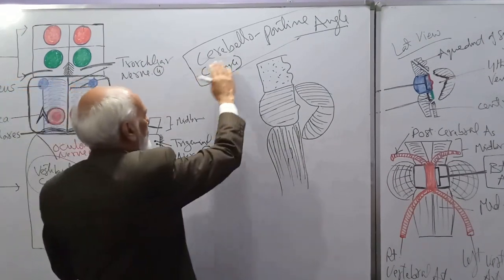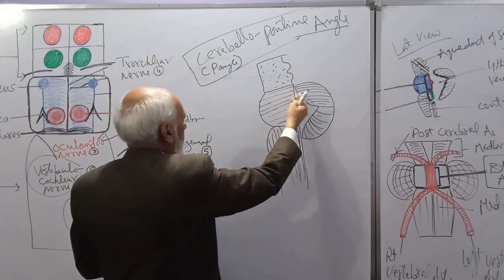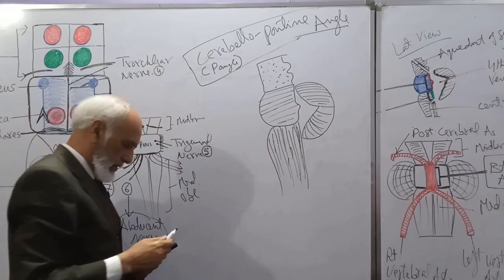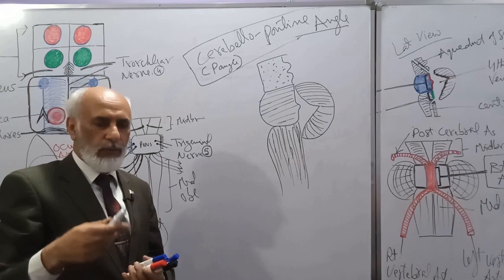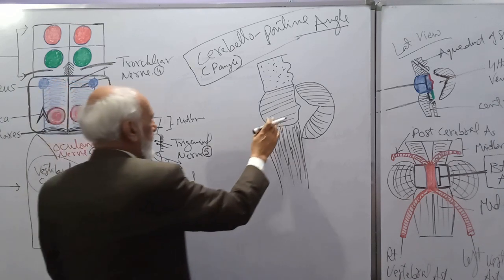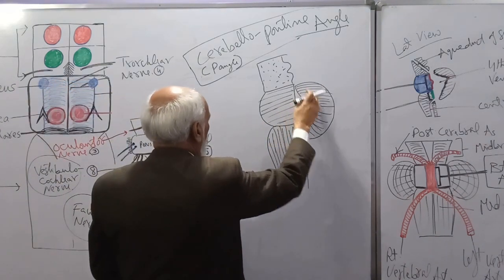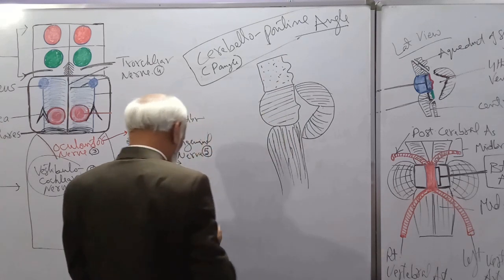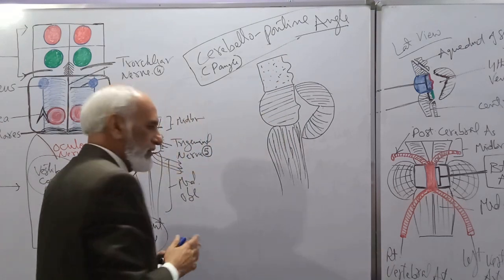Now, what is this cerebellopontine angle? There is a small depression here known as the cerebellopontine angle. So you can see this is the pons, this is the cerebellum. Above is the midbrain, below is the medulla oblongata. Now what are the boundaries of this angle?